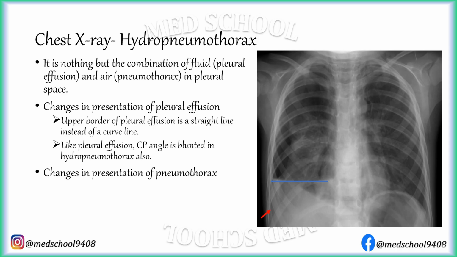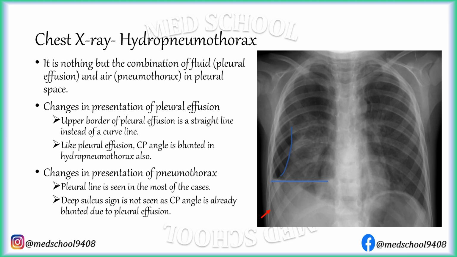In case of pneumothorax, the pleural line is seen in most of the cases. But the deep sulcus sign is not seen as the CP angle is already blunted due to pleural effusion. We can get this classical presentation only if the X-ray is taken in an erect position.